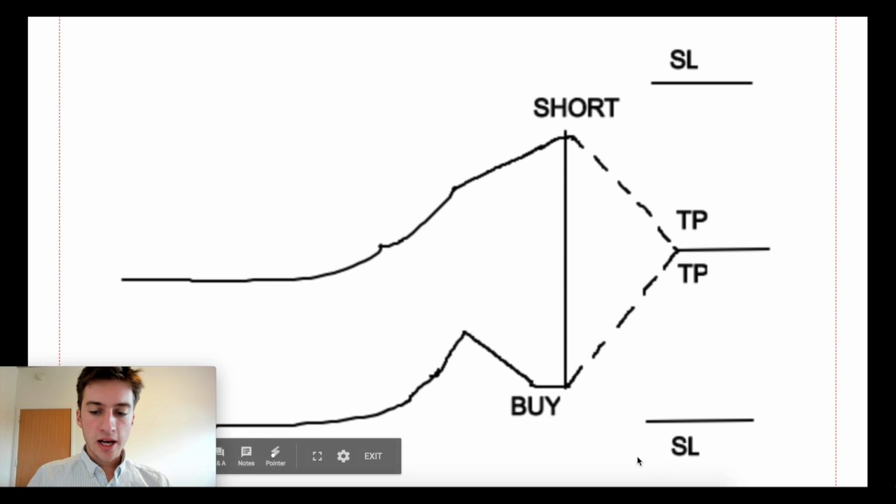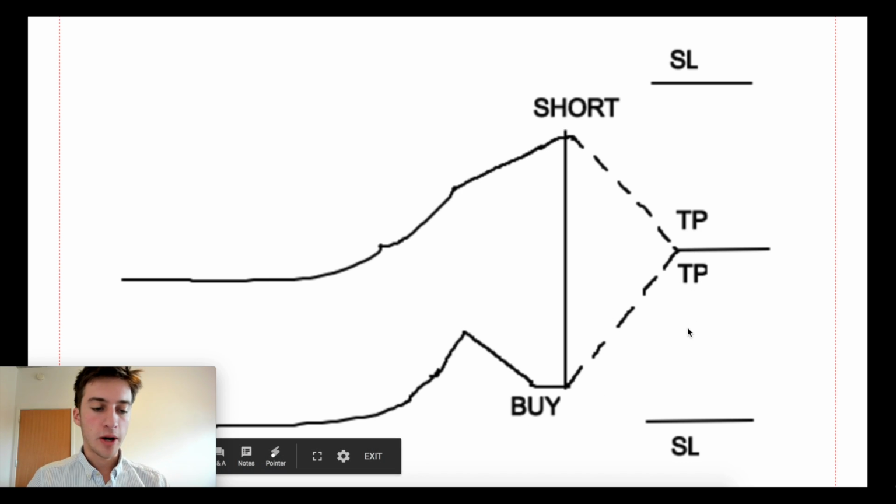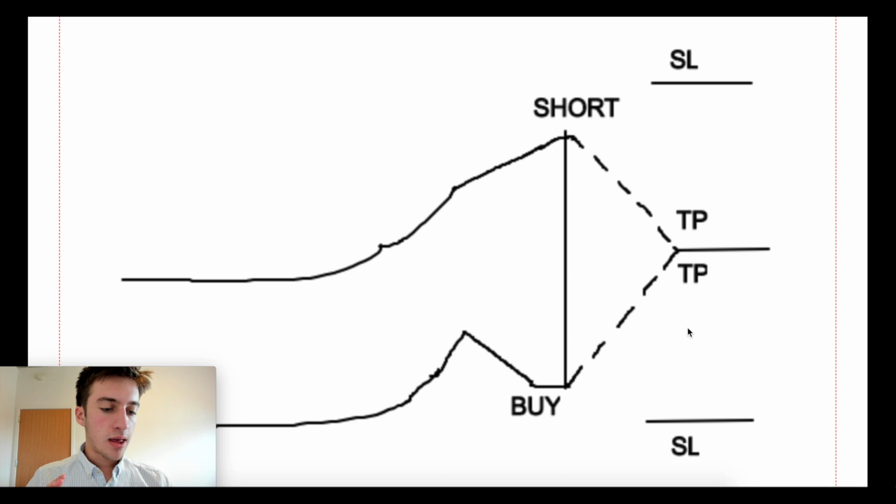And if one hits your stop loss, the other one's probably going to make you a profit. If this one just kept going down, we would short this, and it would likely converge to this coin, and we would make a profit. You can do this on Poloniex, and you can do this on Bitfinex, because Poloniex does allow you to short altcoins, and Bitfinex allows you to short some altcoins as well.